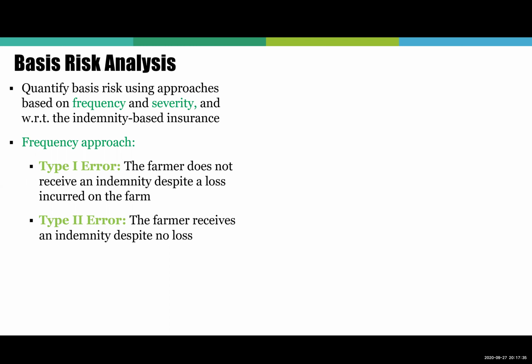If the frequency of type 1 error is large, then it is problematic to the farmer since the IBI fails to provide a much needed protection to the farmers. If type 2 error happens frequently, then it raises a sustainability issue for the insurance providers since the policy keeps paying farmers even though there is no loss. In summary, both of these errors are not desirable. An effective IBI should have these errors as small as possible.